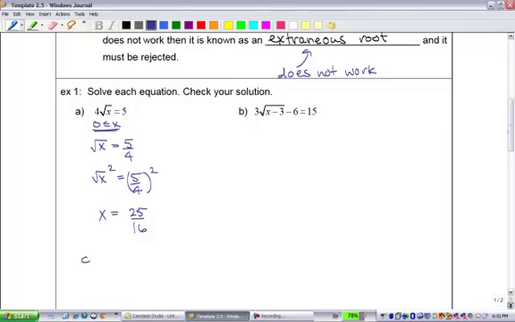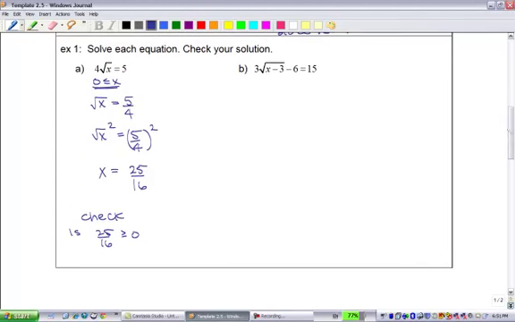So what we need to do is check this. First of all, let's check, is 25/16 greater than or equal to 0? Because that was our restriction from the radical. Sure is. That's a positive number. The next thing you could do is actually check by plugging it in to the equation. Is 4 times the root of 25/16 equal to 5? I'll let you check that on your own. You'll notice that once you simplify the left-hand side, it does work out.